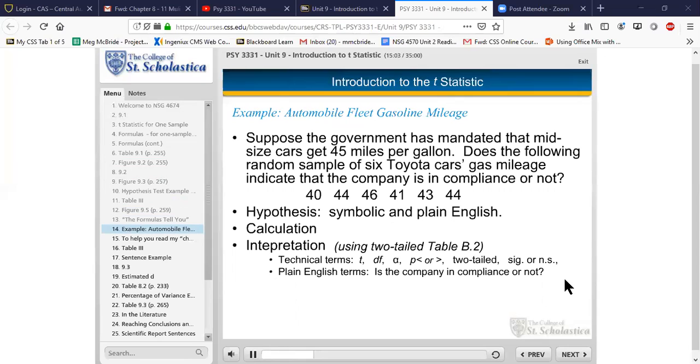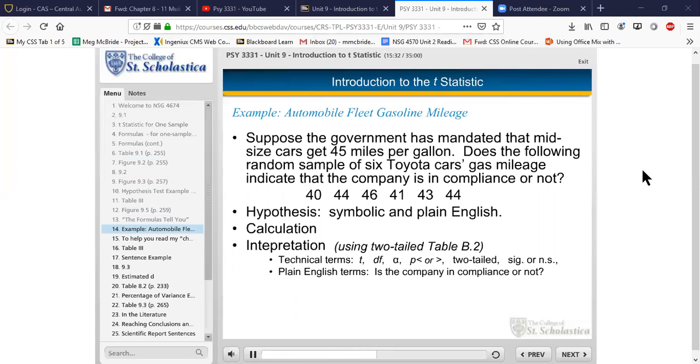This example supposes that the government has mandated that mid-sized cars get 45 miles per gallon of gasoline. The question is, does the following random sample of 6 Toyota cars' gas mileage indicate the company is in compliance or not? We see here a random sample of 6 cars with various miles per gallon performance, 40, 44, and so on. Just a reminder that in an actual study, we would have many more cases than 6.